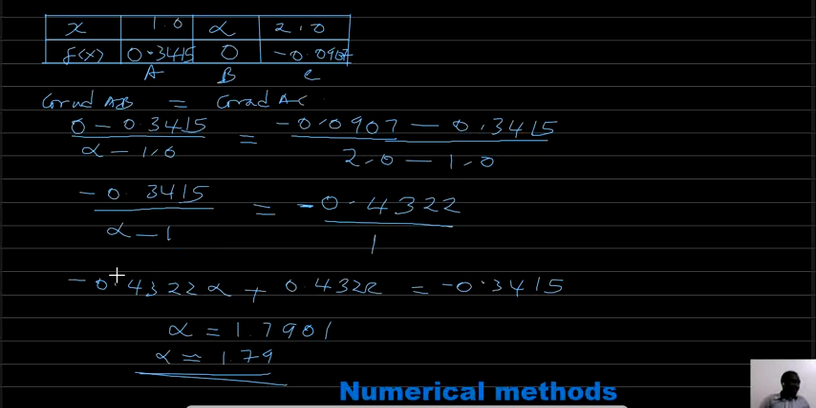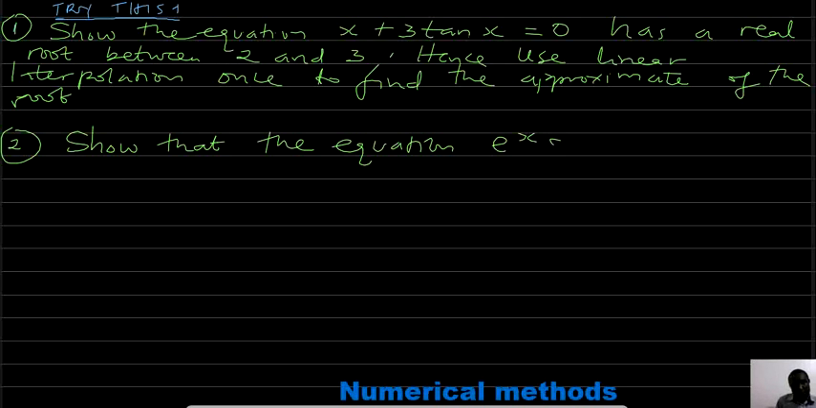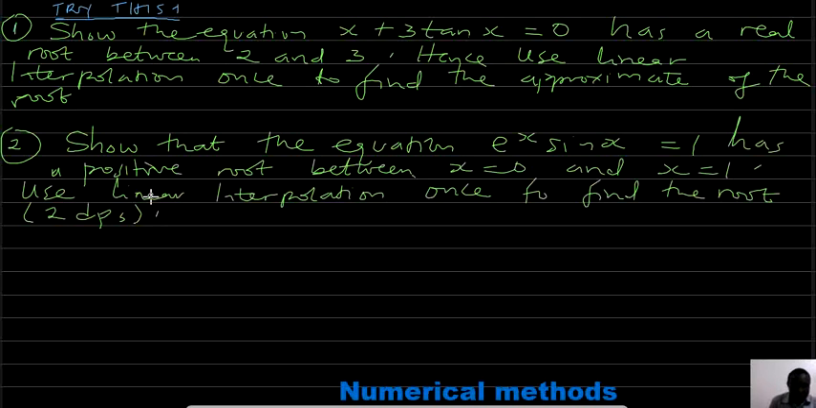Here we have been dealing with trigonometrical functions. Let's try out this. Number 1: show that the equation x plus 3 tan x equal to 0 has a real root between 2 and 3. Hence, use linear interpolation to find the approximate root. Number 2: show that the equation exponential x sine x equal to 1. So those are the questions that we have to try out.